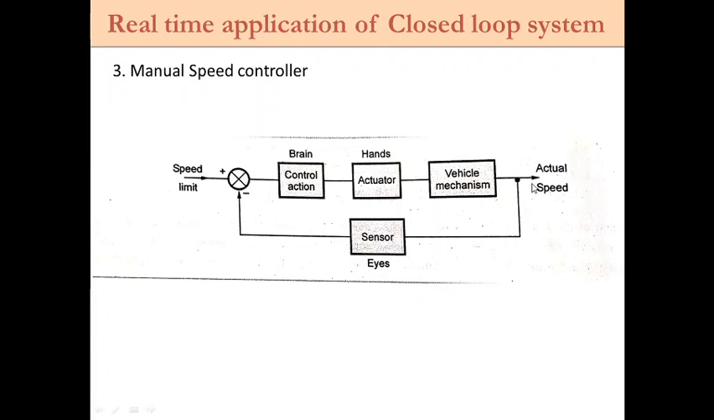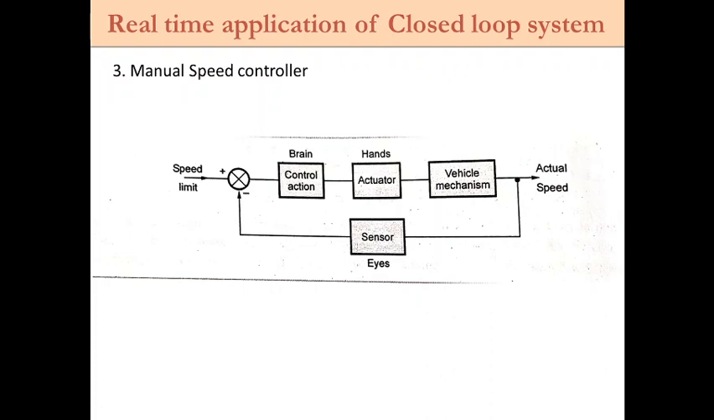Okay, so the actual speed is sensed by the eyes. If it is crossing the speed limit, that time the brain will calculate how much the deviation is from the speed limit. So based on that, it will send the signal to the hands. So the hand will be acting here as an actuator. Okay, so you can consider the hands as the actuator here. Then this signal will be sent to the vehicle mechanism to get the desired speed, that is the speed limit.